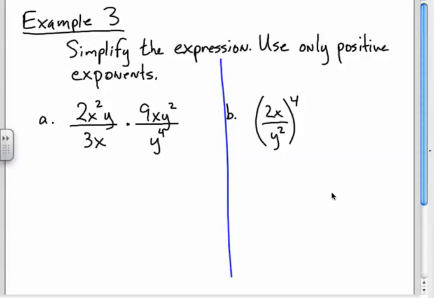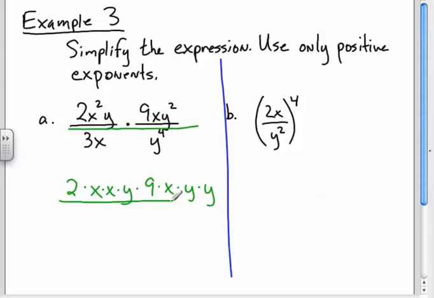But let's look at this first one. A. It says 2 times x times y times 9 times x times y times y. Wait a minute, Mr. C, you just wrote all those on the same thing? Well, yeah, it's a fraction times a fraction. Don't I just multiply the things on the top, multiply the things on the bottom, right? So then I've got 3 times x times y times y times y times y. Okay. What do I do from there?